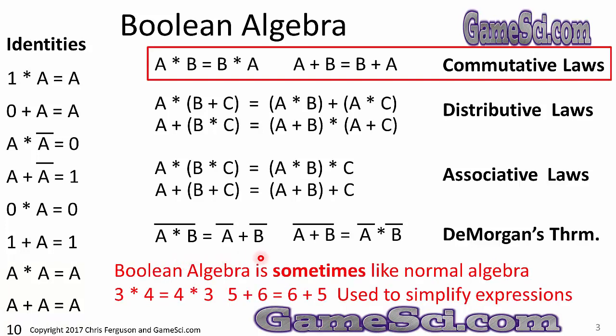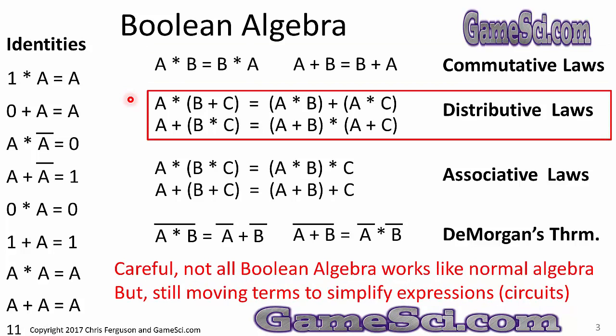Boolean algebra is sometimes like normal algebra. This is the commutative law. A and B equals B and A. A or B equals B or A. They have to be the same. Now, when I say it's sometimes like normal algebra, 3 times 4 is the same thing as 4 times 3. 5 plus 6 equals 6 plus 5. Just like in normal algebra, we use these laws to simplify Boolean algebra expressions.